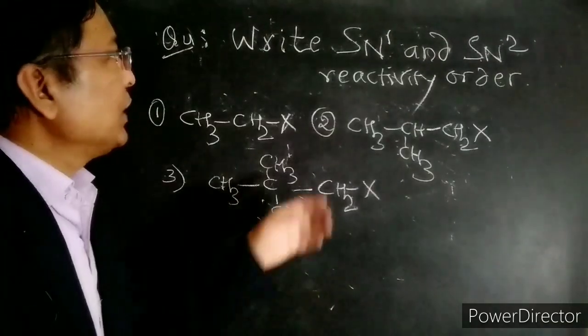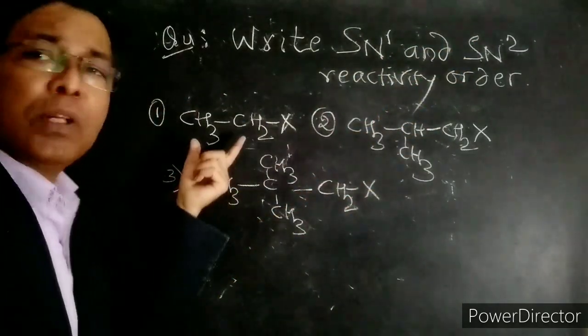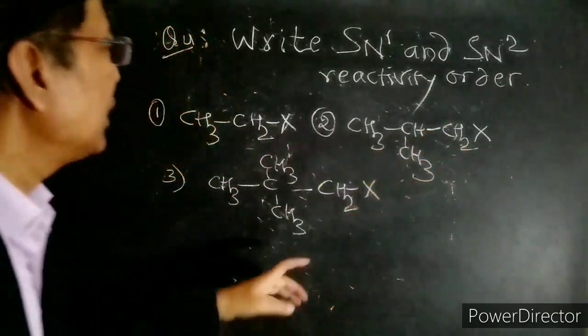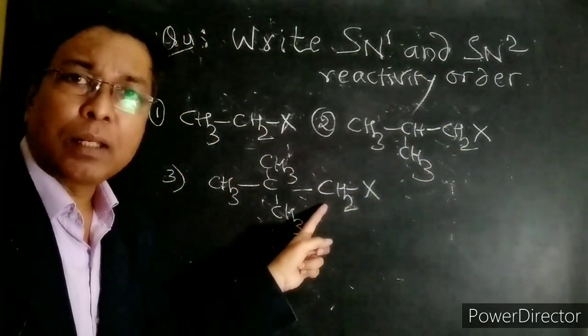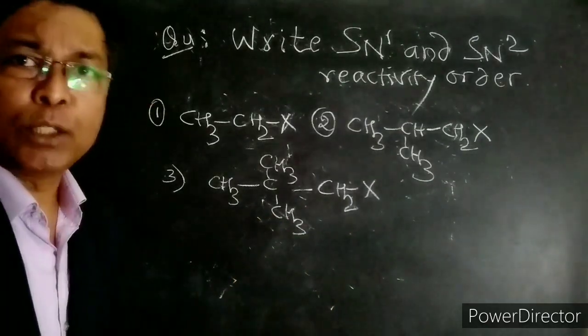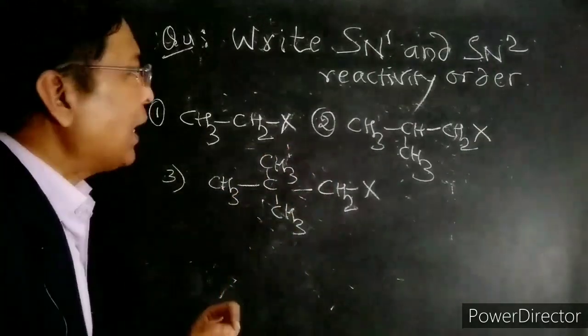The next question is, write SN1 and SN2 reactivity order in these molecules. If you consider these molecules, this is also primary, this is also primary alkyl halide, and this is also primary alkyl halide. Even though, we have to write SN1 reactivity order as well as SN2 reactivity order. So in such cases, we have to apply one rule.